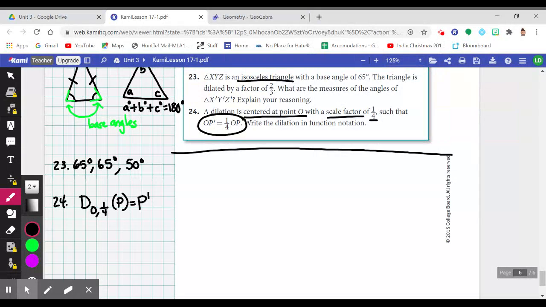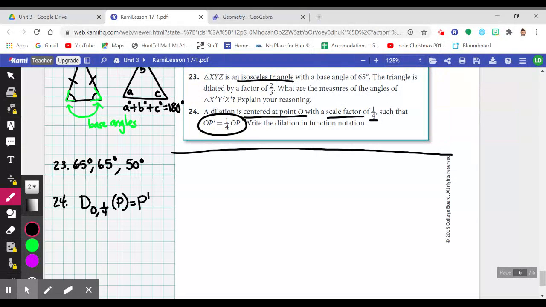Now, 24, they just wanted you to work on a little notation, function notation, when we're off the coordinate plane. So dilation is centered at point O. So there's the center of dilation. Scale factor 1/4, such that, and I love that they're continually emphasizing this, not only is the scale factor changing distances, but what distances are they really changing? The distance from O to P prime is 1/4 the distance from O to P.